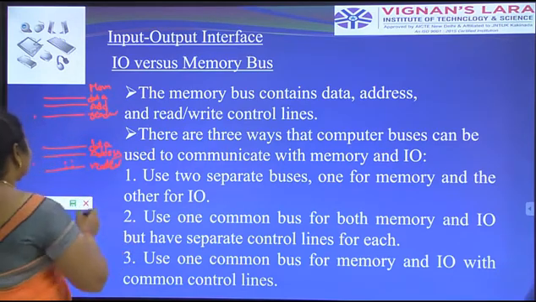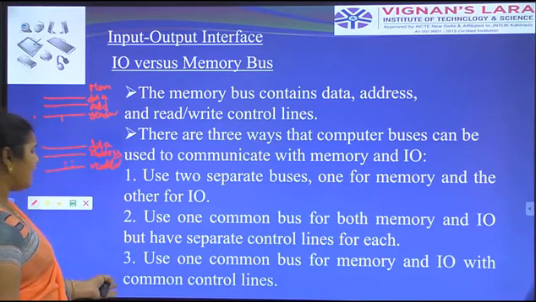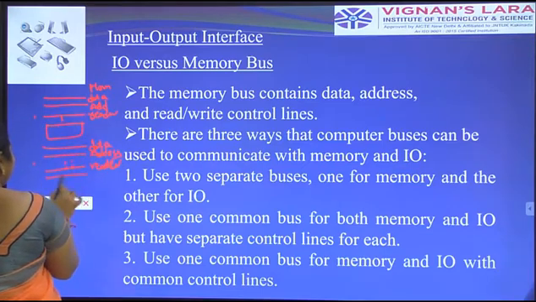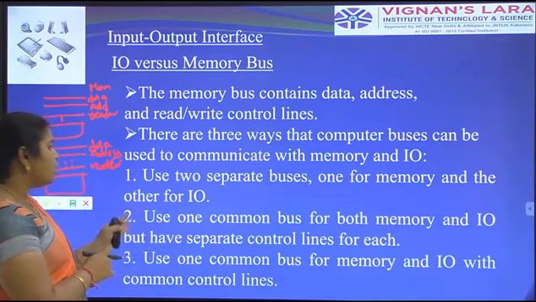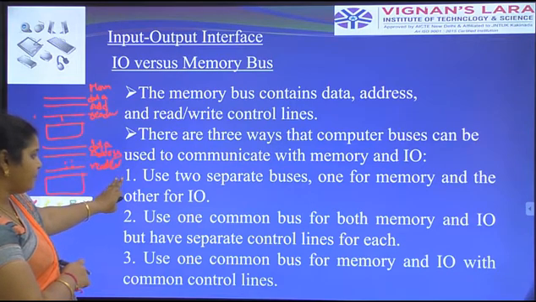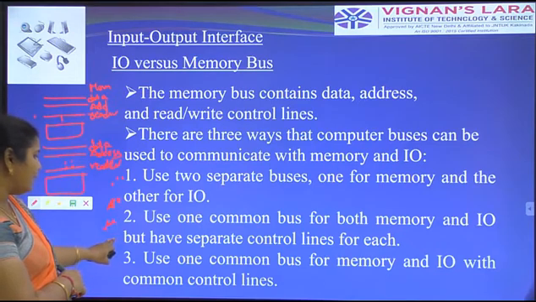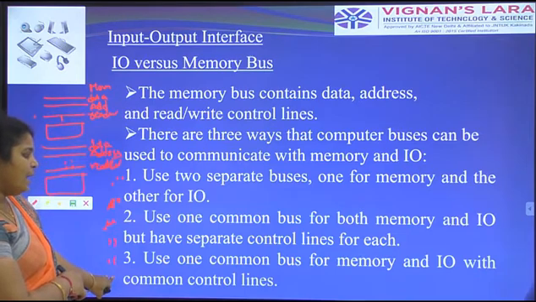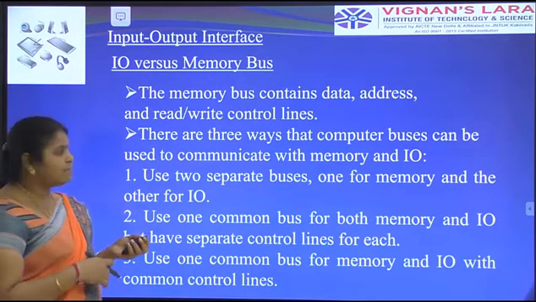Here we have to know: use one common bus for memory and IO with a common control line. This is a common bus, and in some conditions we have common control lines. Use two separate buses, where memory has one bus and IO has one bus. Use one common bus for both memory and IO with separate control lines. Use one common bus for memory and IO with a common control line. These are the differences between the IO versus memory bus.